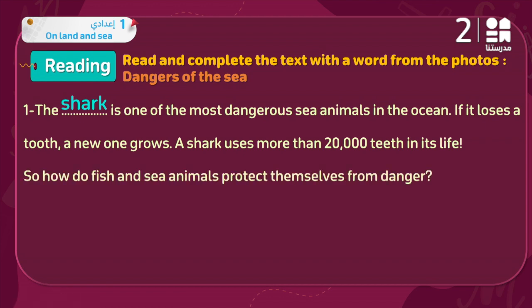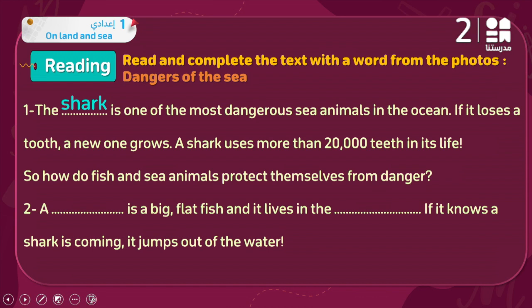So how do fish and sea animals protect themselves from danger? هل هم بيحموا نفسهم من الدينجر؟ أكيد طبعا. They have a lot of ways to defend themselves. يدافعوا عن نفسهم أو يحافظوا على نفسهم.